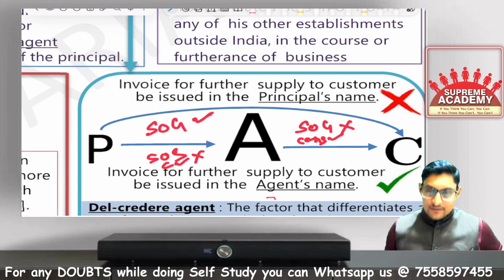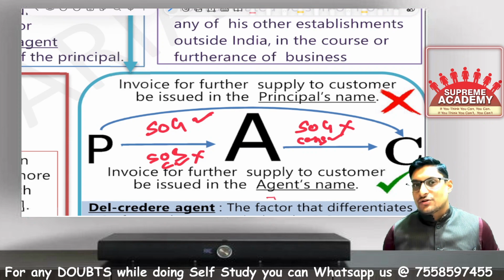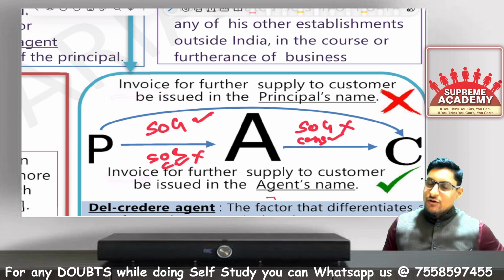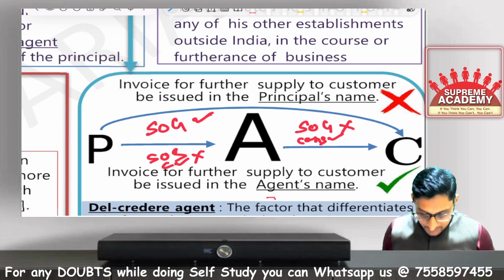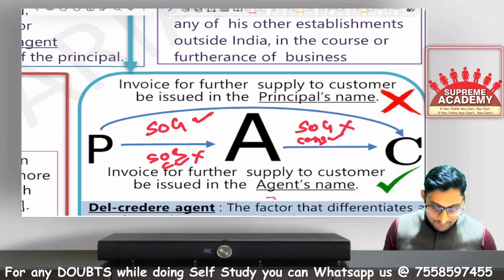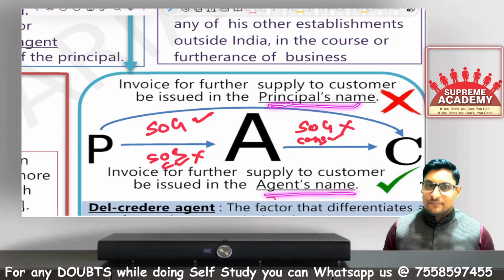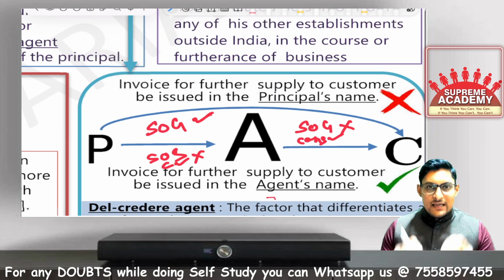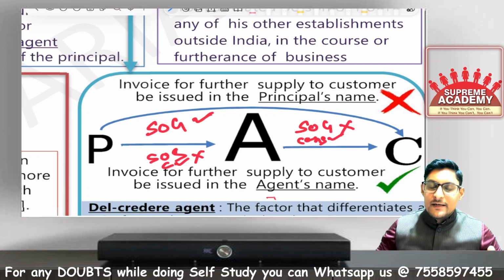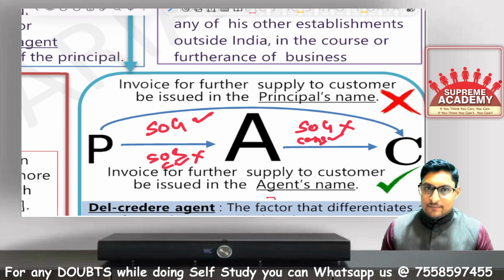Now, let us check this. For making the decision, what should we consider? We should consider the invoice. Now, check the invoice which is being given to the customer. Whose name is there on the invoice? Is there the principal's name or the agent's name? If there is the name of the principal on the invoice which is given to the customer, to the client, then this will not be termed as a supply.